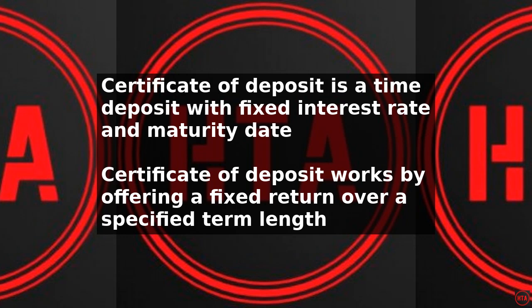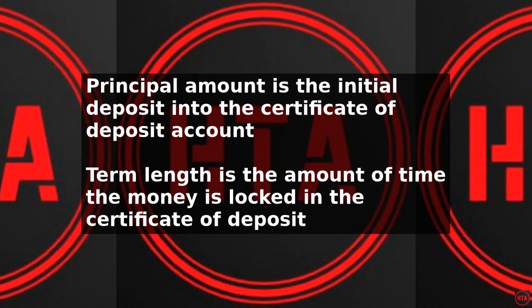The first step in using a TD Bank CD calculator is to determine the principal amount you plan to deposit. This is the initial amount of money you will put into the certificate of deposit. Next, you need to decide on the term length, which is the amount of time you are willing to keep your money locked in the certificate of deposit.